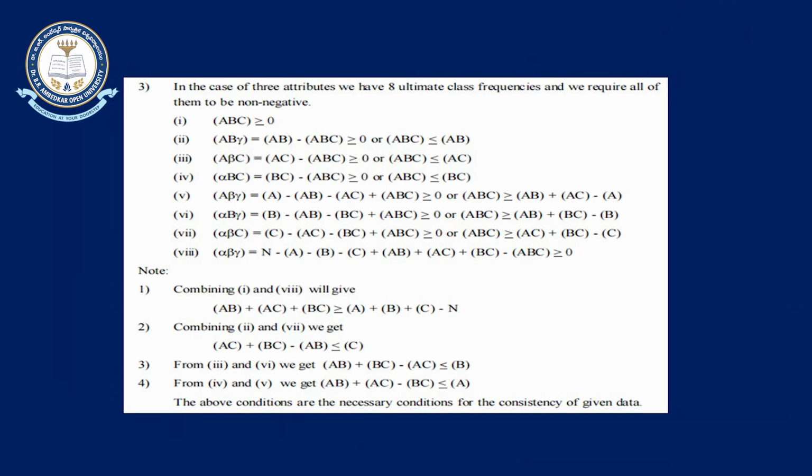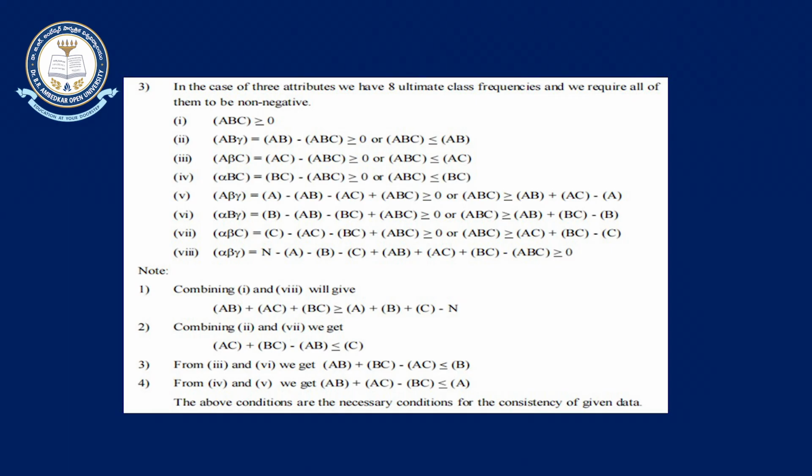And in the case of three attributes, we have 8 ultimate class frequencies. Then we check ABC greater than or equal to 0, AB gamma also greater than or equal to 0, A beta C also greater than or equal to 0, alpha BC also greater than or equal to 0, A beta gamma also greater than or equal to 0, alpha B gamma also greater than or equal to 0, alpha beta C also greater than or equal to 0, and alpha beta gamma also greater than or equal to 0. These are the 8 ultimate class frequencies we use when observing attributes.